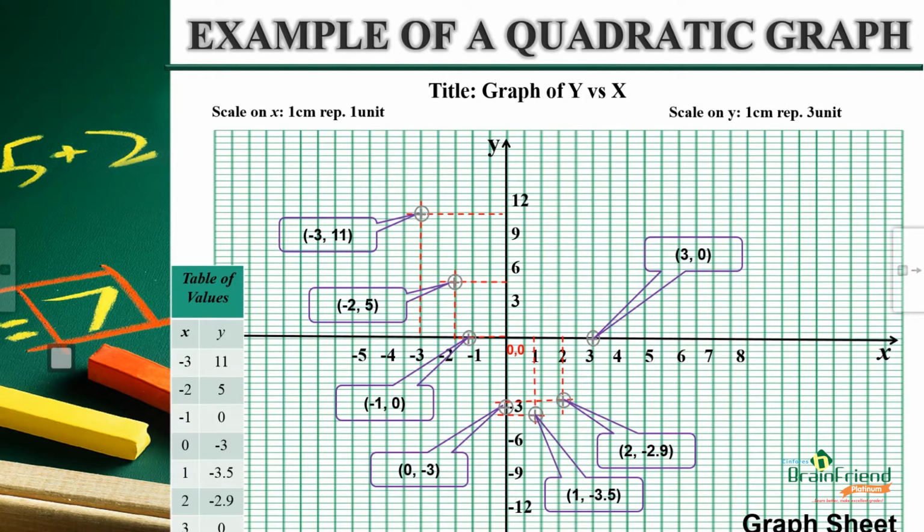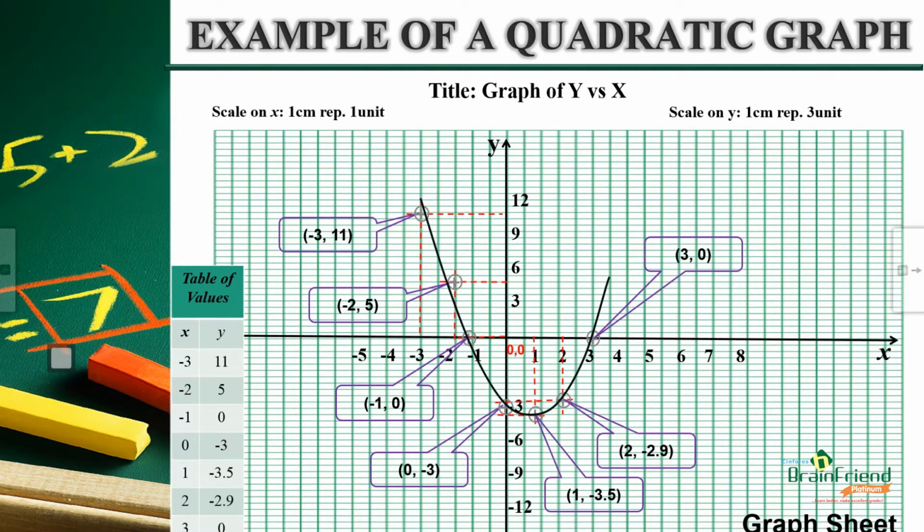And then next, we draw a curve that touches all these points. Please take note, there are also times the curve may not touch all the points, but you take maximum number of points. So we draw a curve that touches all the points or maximum number of points. In our case, the curve will look like this. Remember, I said this curve should be made using a French curve.